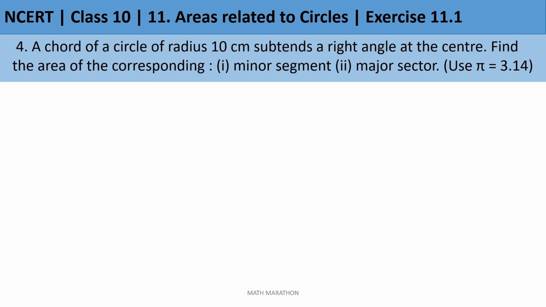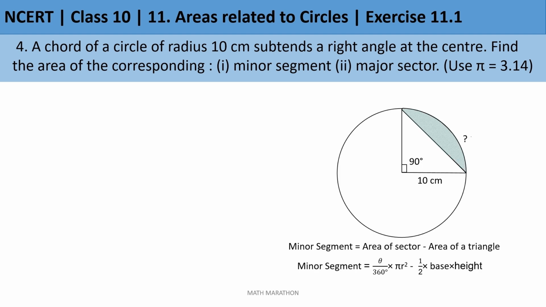A chord of a circle of radius 10 centimeter subtends a right angle at the center. Find the area of the corresponding section 1. Minor segment. Section 2. Major sector. Use pi is equal to 3.14. I have drawn a diagram showing minor segment. Minor segment is equal to area of sector minus area of a triangle.